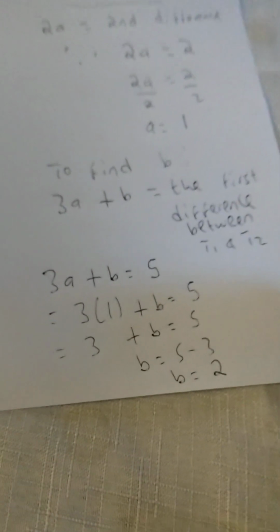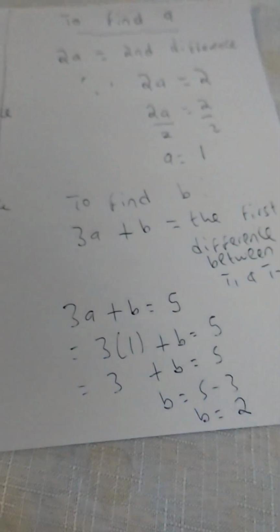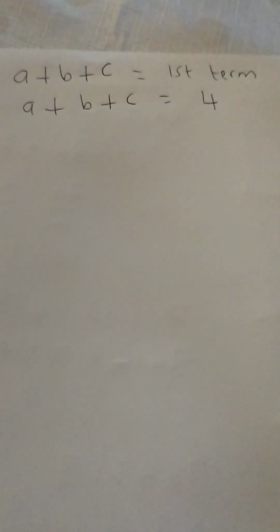So therefore now I've got my A. I also have got my B, which means the last thing that I need to find will be our C. So we need to find A, B, as well as C. To find C, this will be the formula: A plus B plus C will be equal to the first term in your sequence. What is the first term in our sequence? It's 4.